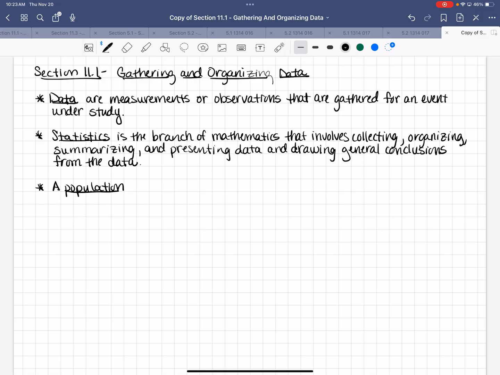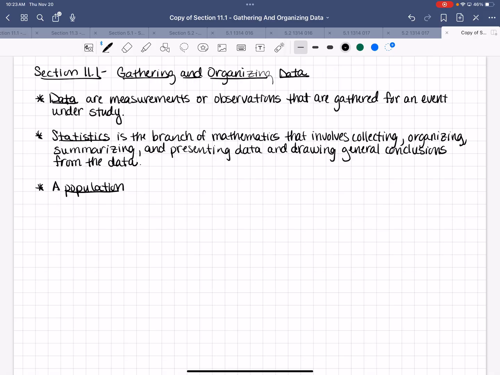Statistics is the branch of mathematics that involves collecting, organizing, summarizing, and presenting this data and drawing general conclusions from the data. So what we do as a statistician is we go, okay, here's all this data we collected, and then guys, we're really nosy people, and we start drawing conclusions about all this information that we got based on this population of people. So it's like you're doing research inside a population of people, which then gets us to what a population is.